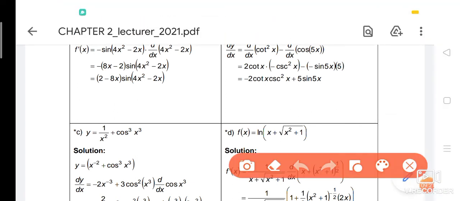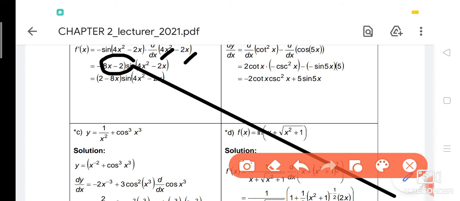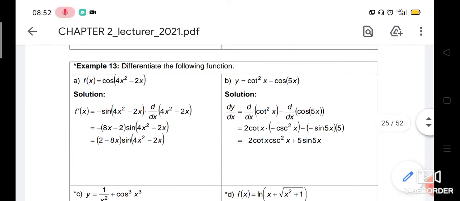So differentiate 4x square, dapat 8x. Differentiate 2 minus 2x akan dapat minus 2. Okay, so bermaksud dia dapat yang ni, 8x minus 2. So rearrange lah.